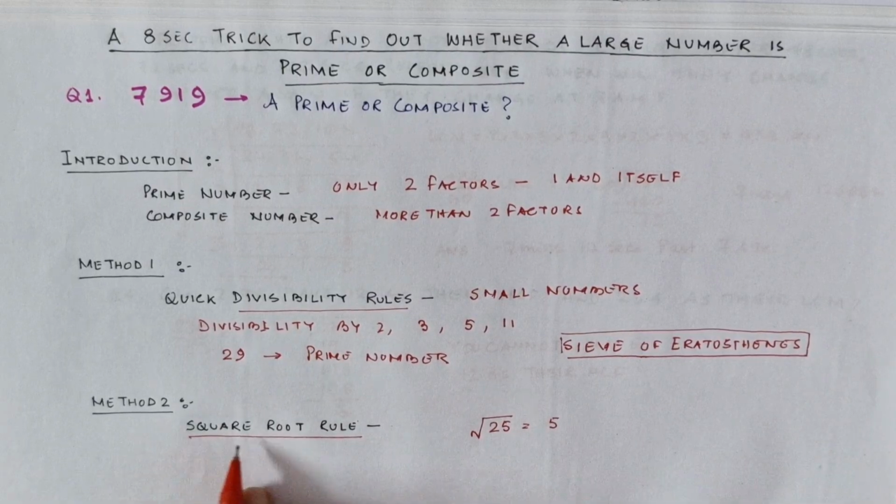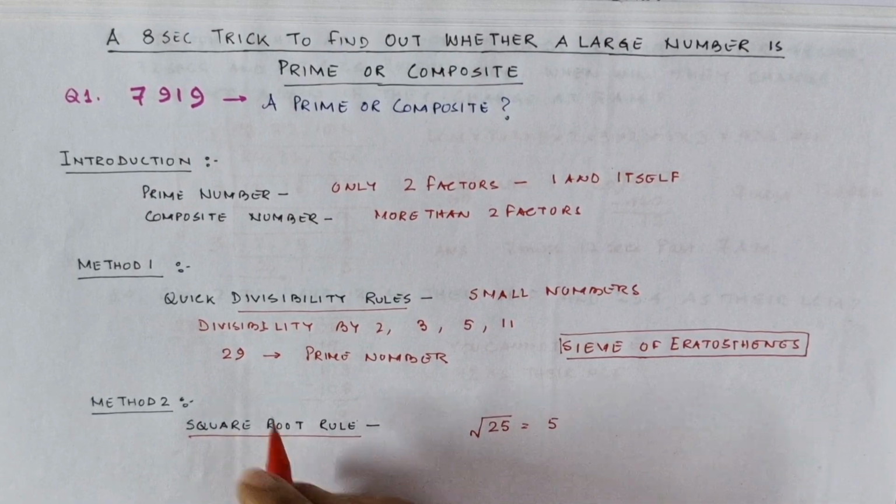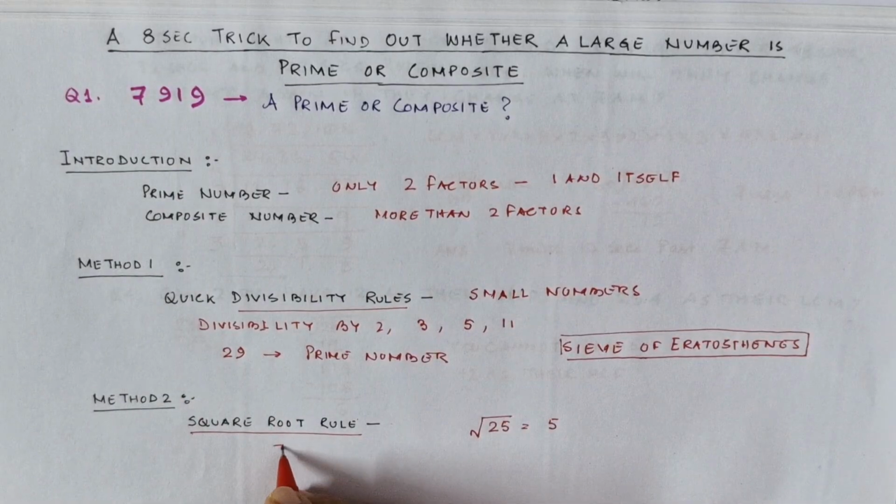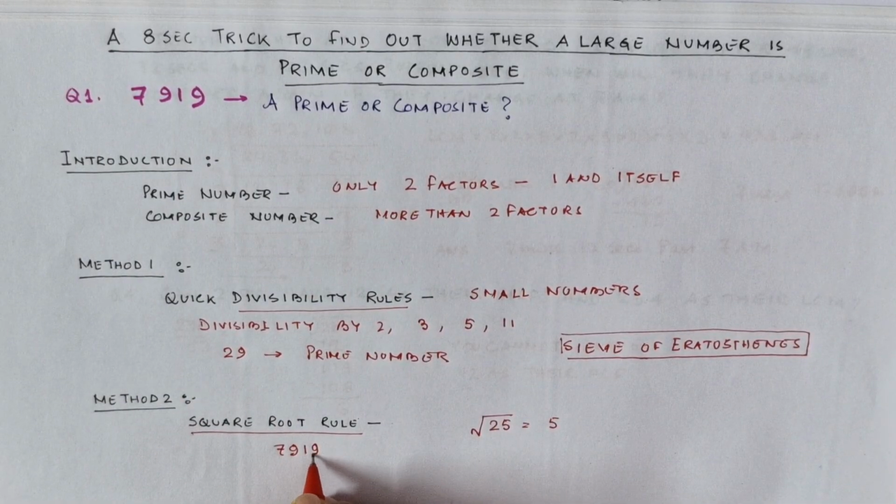Now I can use this square root rule. See, if I have this gigantic number, 7919.